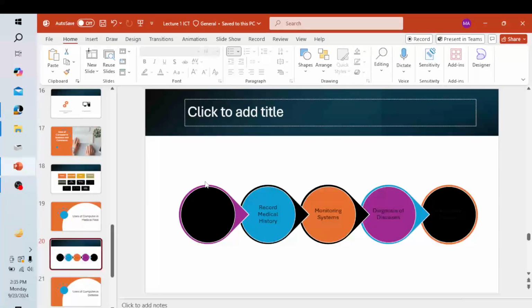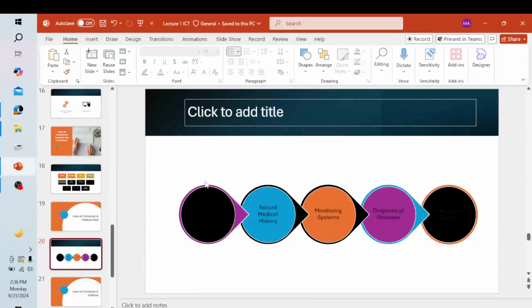The fourth one is the diagnosis of diseases. Different software is available that stores different diseases and their symptoms. Diagnosis of diseases is possible by entering the symptoms of the patients. For example, different laboratory blood tests and different computerized devices used in the laboratories are used for the diagnosis of diseases.